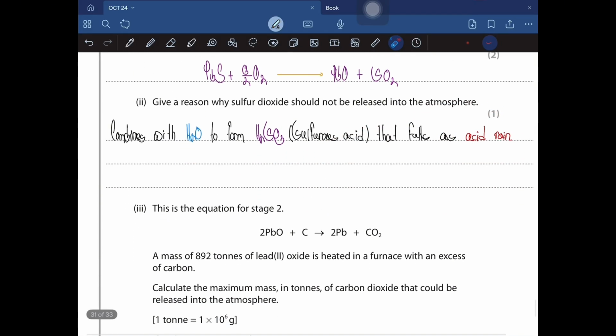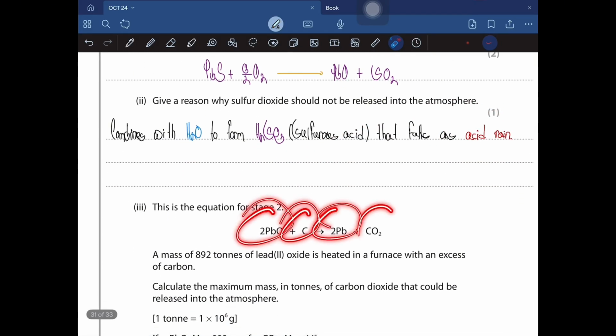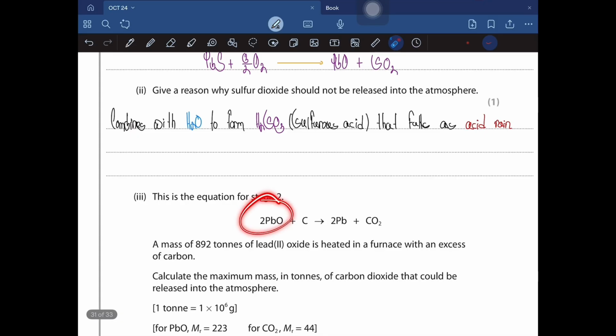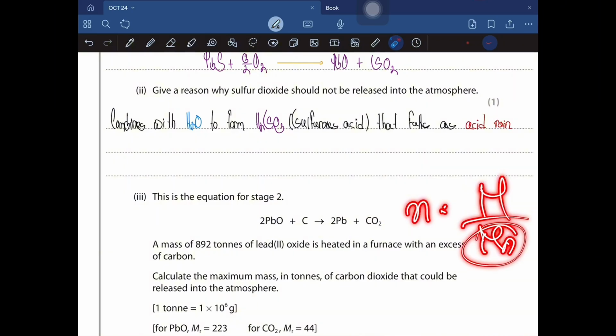For stage 2 of the reaction, PbO plus carbon gives Pb plus carbon dioxide. A mass of 892 tons of lead oxide is heated in a furnace with an excess of carbon. Calculate the maximum mass in tons of carbon dioxide that could be released into the atmosphere. So basically, find the moles of this, then the moles of that, and from the moles and the molar mass of carbon dioxide, you can easily find the mass.